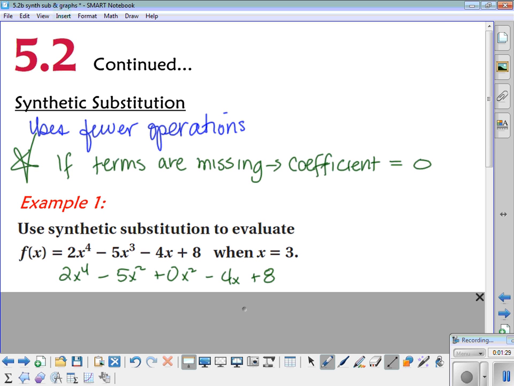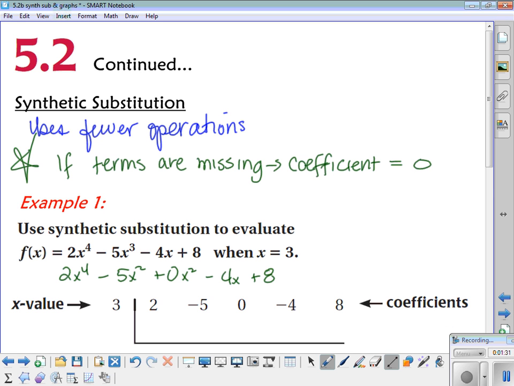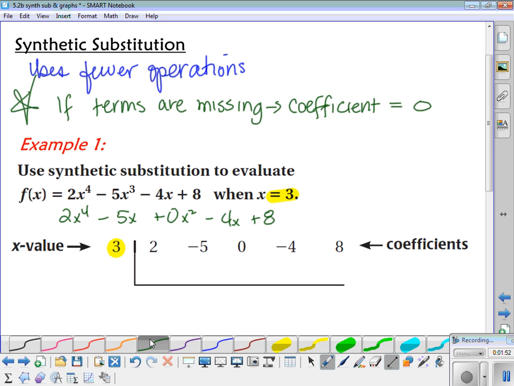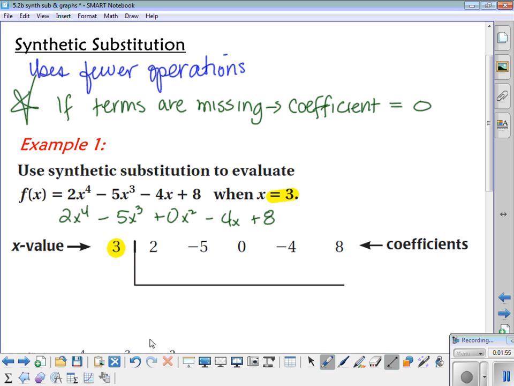Okay, so what we do when we use synthetic substitution is we just use the coefficients. So whatever they give you for x, in this case they told us x was 3, you put on the outside, and then you list the coefficients in order by the degree. I just saw that I wrote something wrong there. That was cubed. Okay, so you write them in order. So we've got a 2 x to the fourth, so 2 goes in my box, and then negative 5x cubed, negative 5 goes in my box, then 0, then negative 4, then 8. So you guys see where those numbers came from in the box?